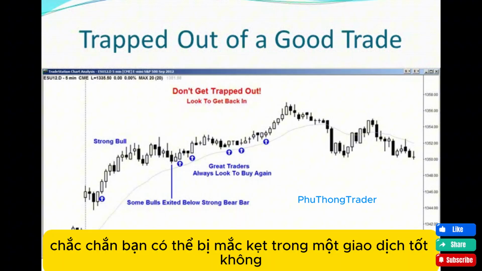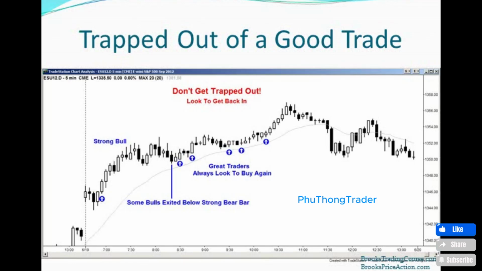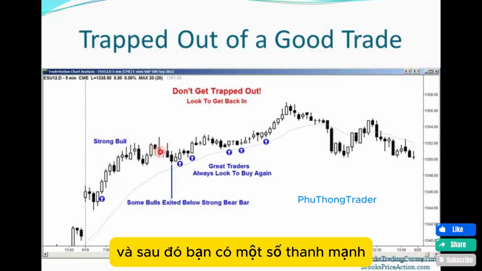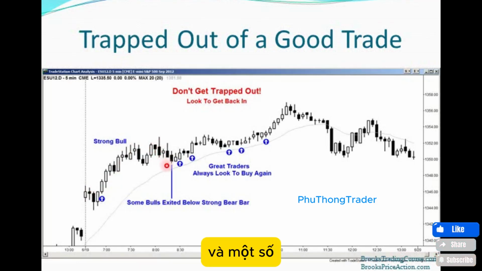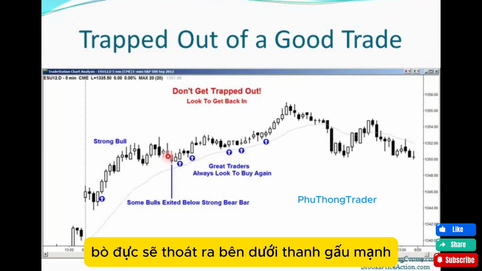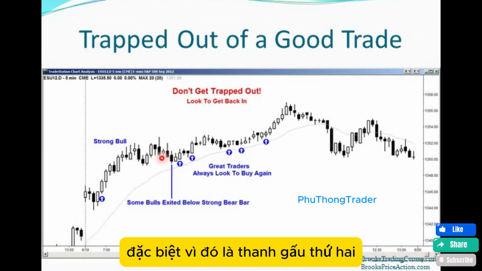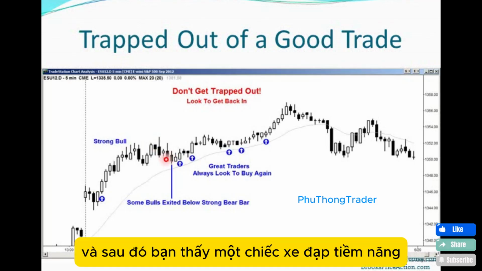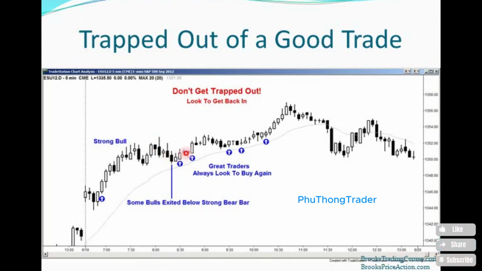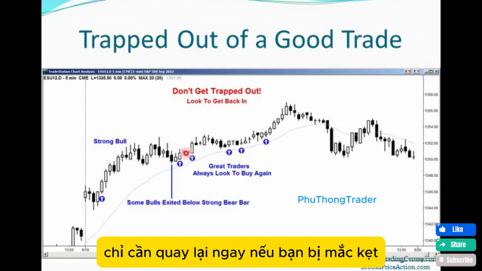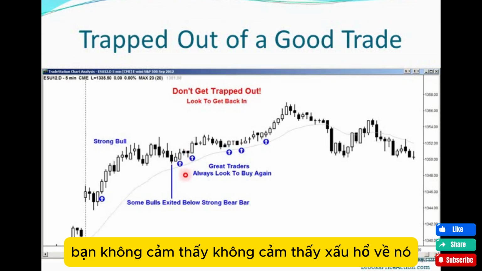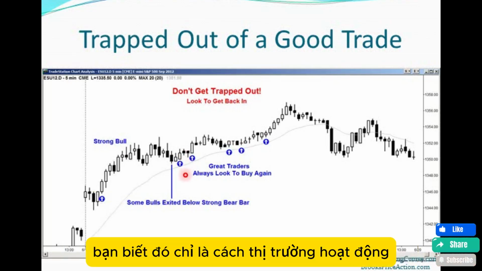Can you get trapped out of a good trade? Sure. Here's a strong bull trend, right? And then you got several strong bars, and some bulls would have exited below this strong bear bar, especially since it's the second bear bar. And if you were one of those traders who exited because of all these bear bodies, and then you see a potential buy signal, just get right back in. If you get trapped out of a good trade, you just get right back in. You don't feel embarrassed about it. That's just the way the market works.